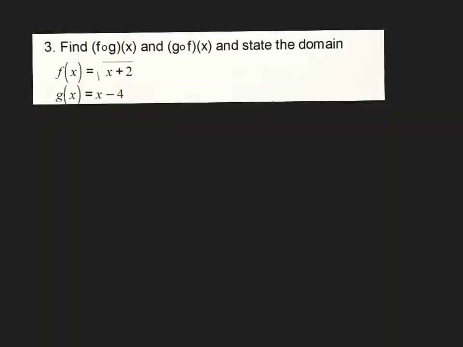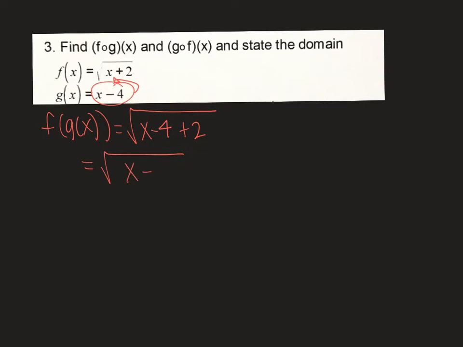So in number 3, we're going to find f of g of x and g of f of x, and then we're going to state the domain. So if we start with f of g of x, we're going to plug in g of x for x in f of x. And we're just combining like terms. So we end up with the square root of x minus 2.